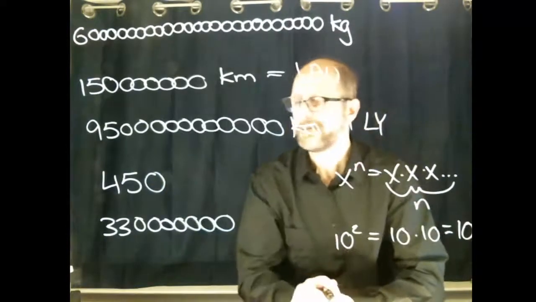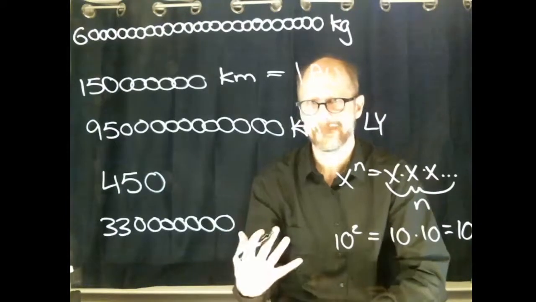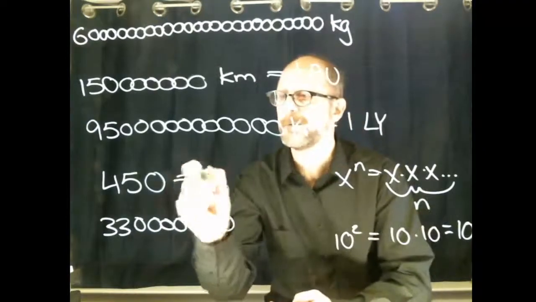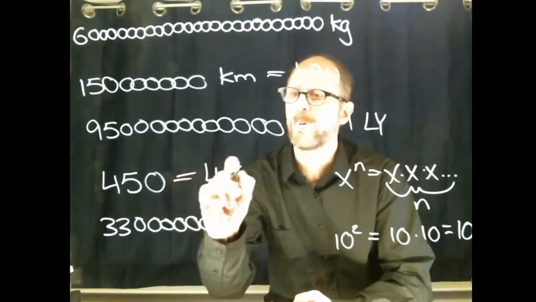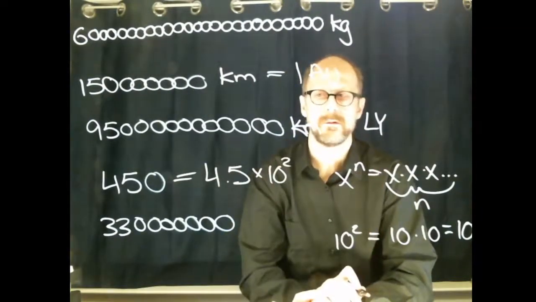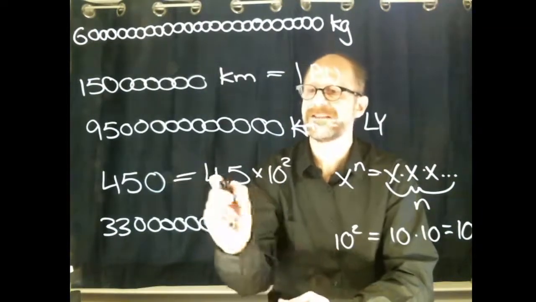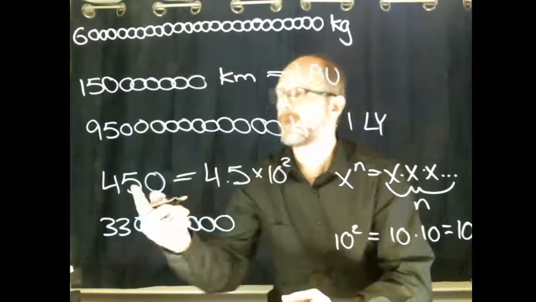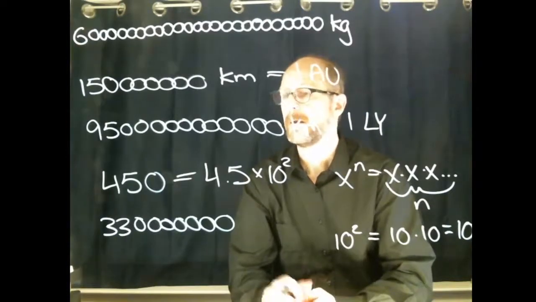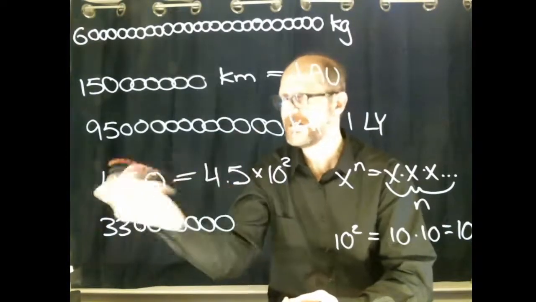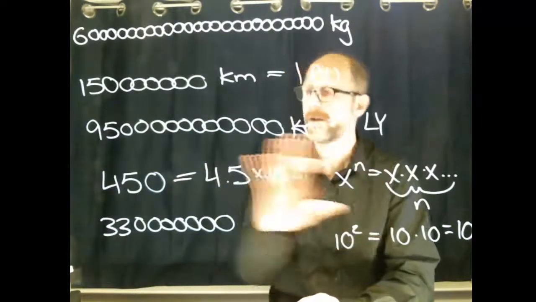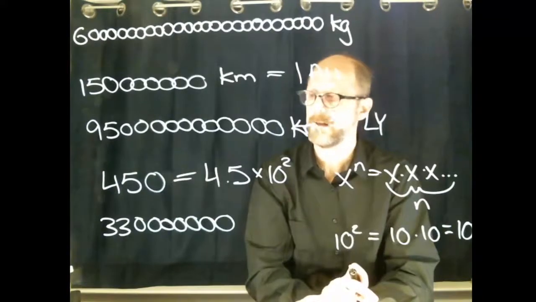Now 450, that's 4.5 hundreds. And so we could write 450 as 4.5 times 10 to the 2. And this is the scientific notation way of writing the number of snakes used in the filming of Snakes on a Plane. Now, that would be silly, it's just easier to write 450. You're not going to use scientific notation for that. But I just wanted to explain the concept here.